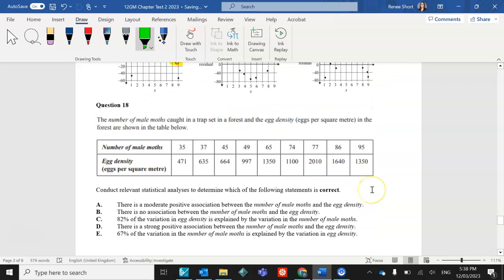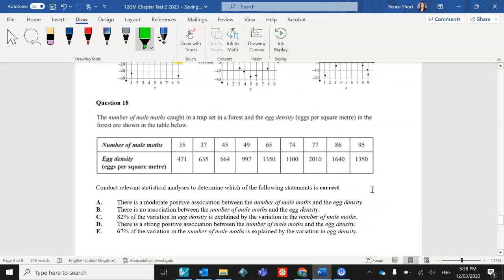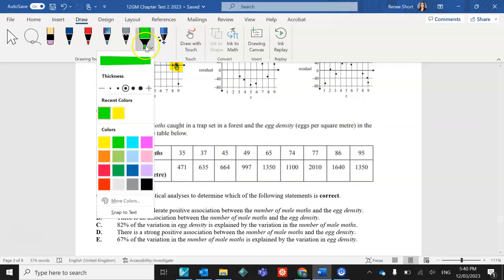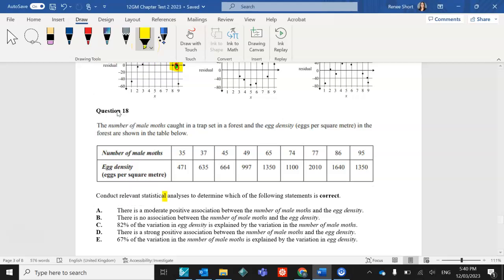Question 18, it says the number of male moths caught in a trap in a forest and egg density, eggs per square metre in the forest, as shown in the table below. Conduct relevant statistical analyses to determine which of the following statements is correct. So we need to work out what this means by relevant statistical analyses.